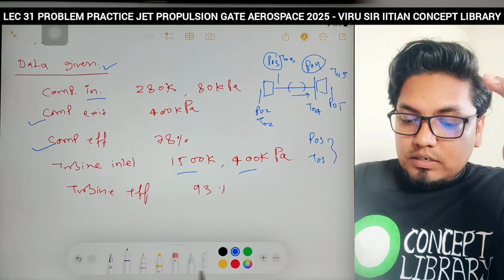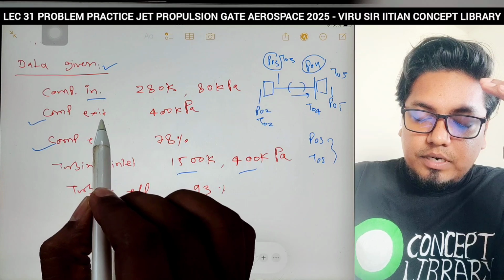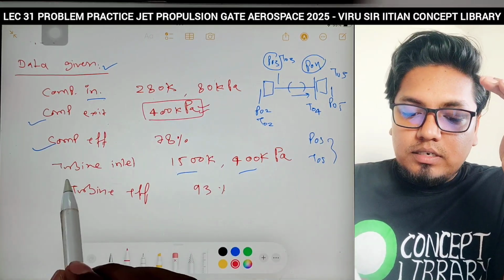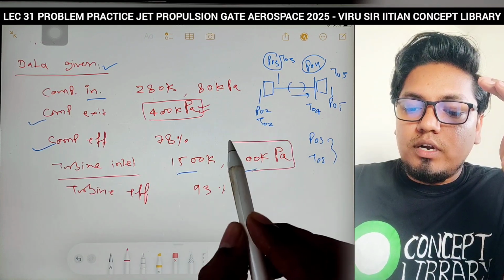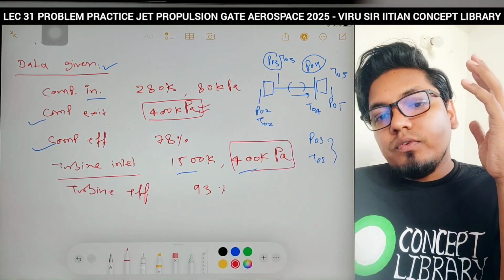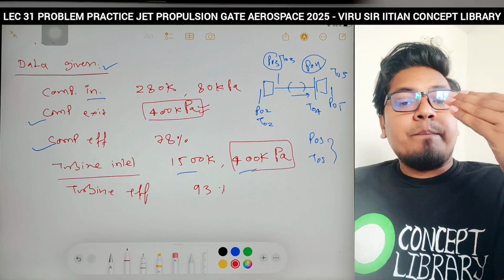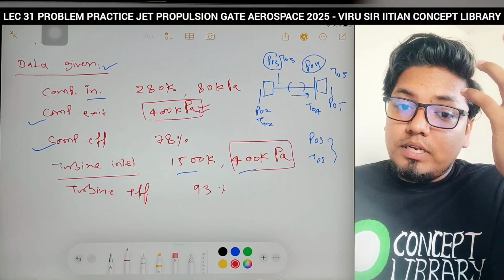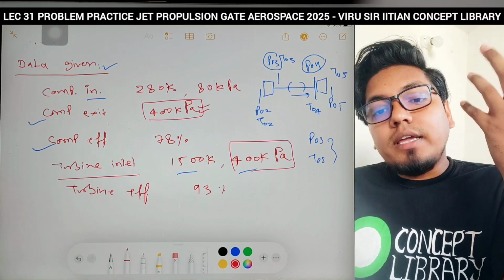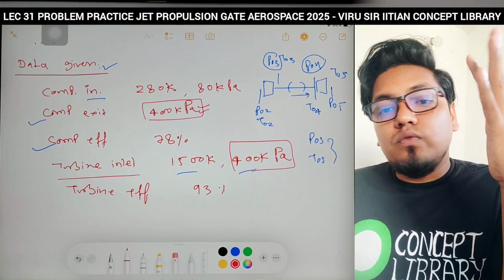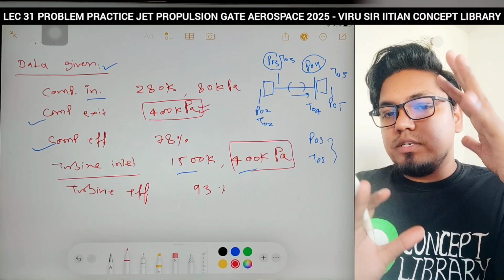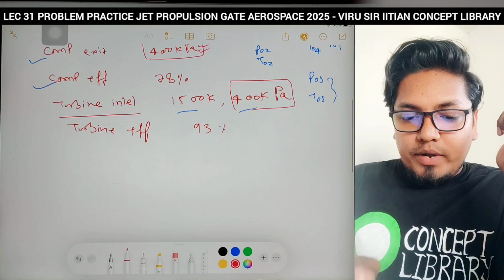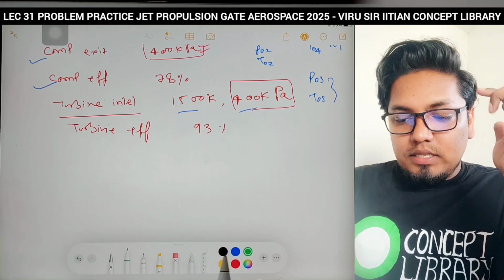You can check one more thing. The compressor exit pressure is 400 kilopascal, and the turbine inlet pressure is also 400 kilopascal, which is the proof of what we have learned in our class: combustion happens at isobaric condition. But I have told you that there can be losses of 2 to 4%; right now those complications are not given in the question, so this question is simple.